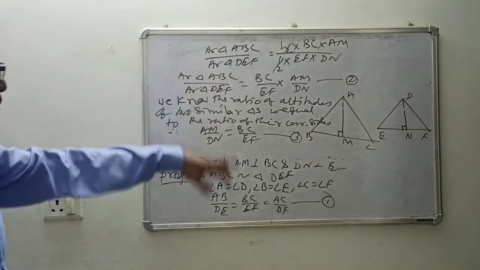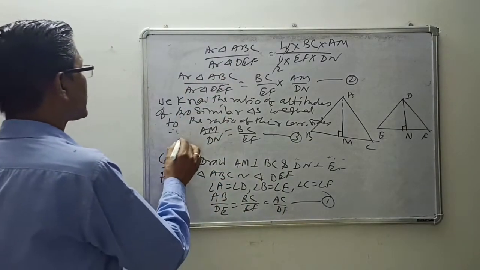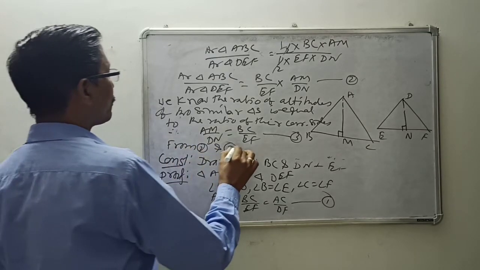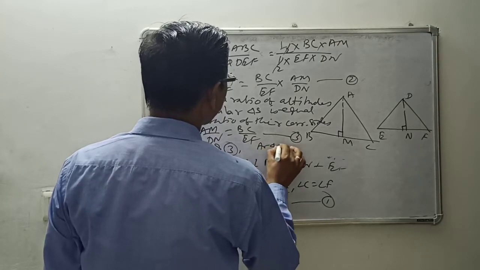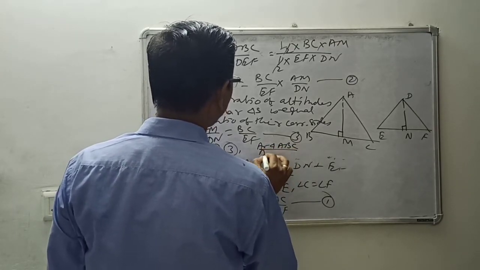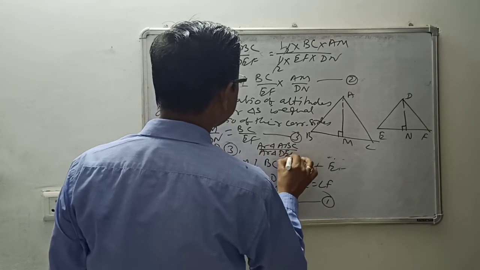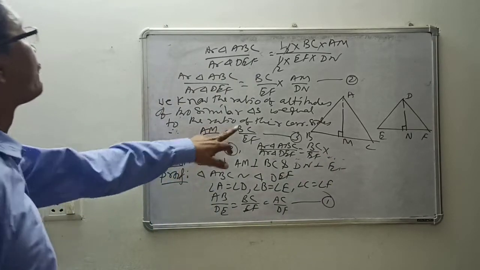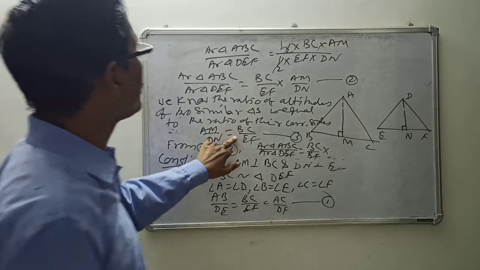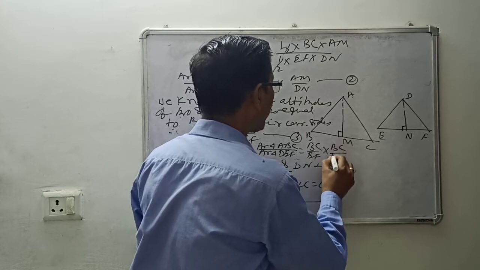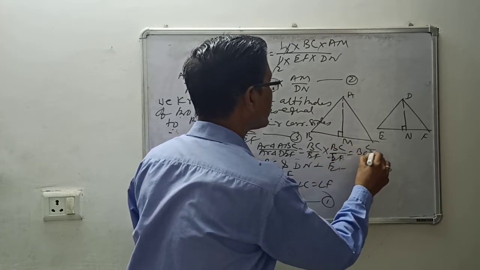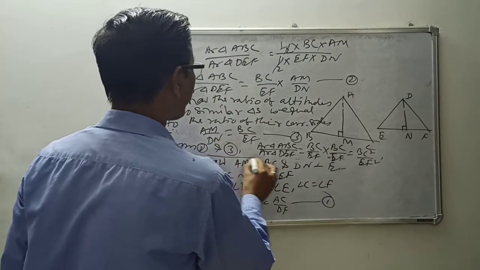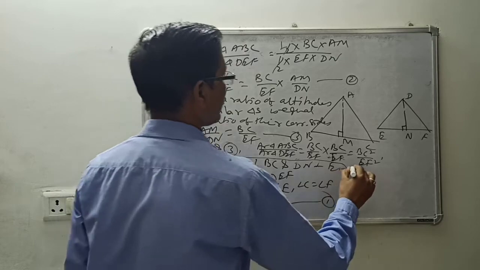So look, from 2 and 3, you can say from 2 and 3 we can get area of the triangle ABC by area of the triangle DEF equal to BC by EF into AM by DN, which can also be written as BC by EF. So ultimately it is coming BC square by EF square. Similarly, we can do the rest.